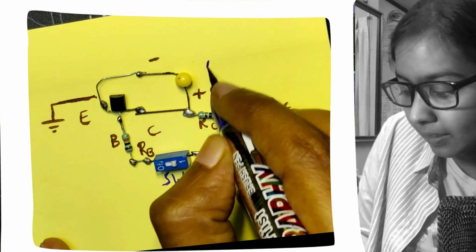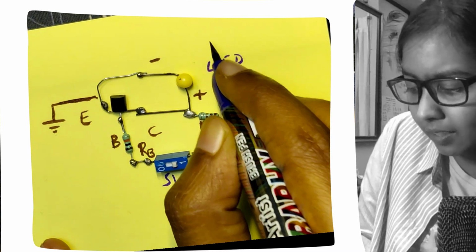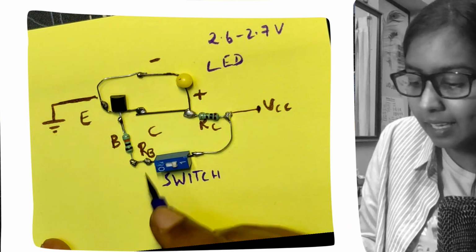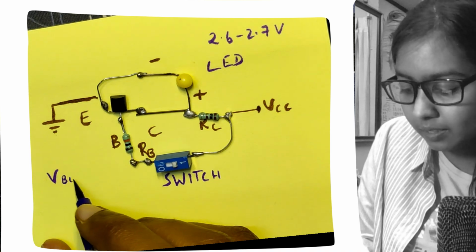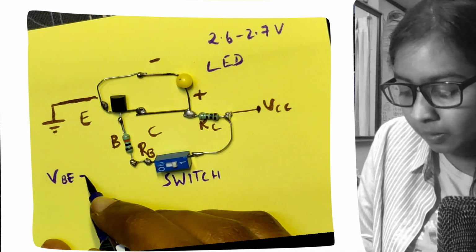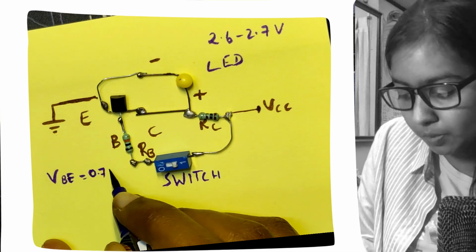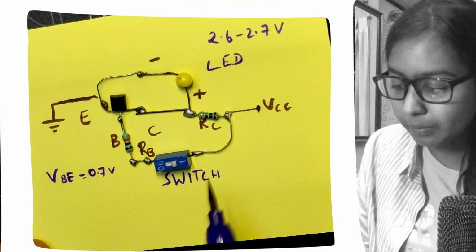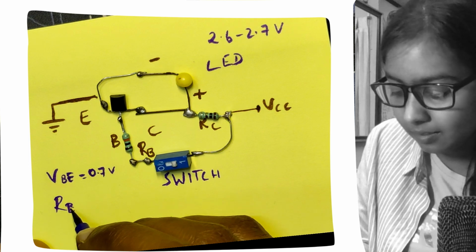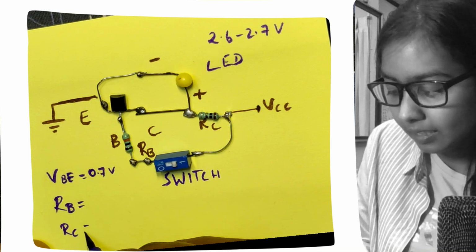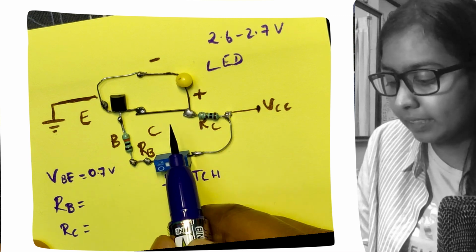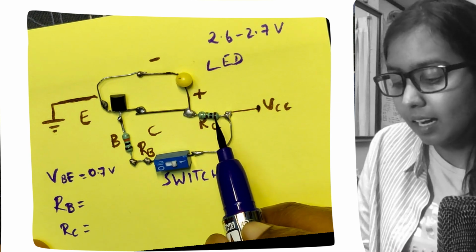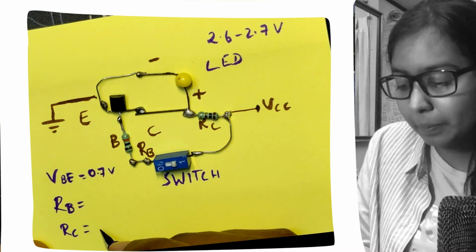And this LED over here is a yellow color LED which turns on at around 2.6 to 2.7 volts, which is the forward bias voltage for this LED. And VBE, obviously we know for this transistor, is nearly 0.7 volts. Okay, and otherwise I think I need to give the values of RB and RC. RB is the base resistor and RC is the resistor connected with the collector as well as the LED. So here, this RC I'm keeping a little lower. I'm keeping 100 ohms only.